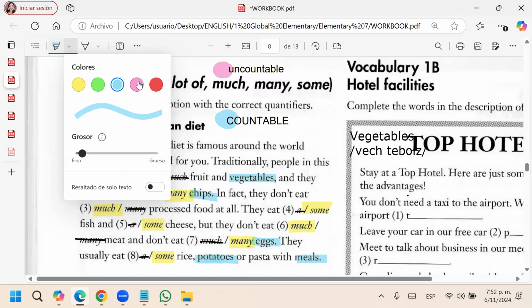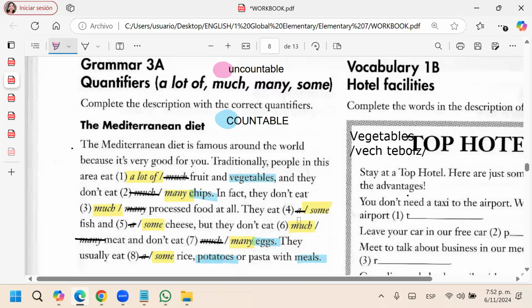And the uncountable. Fruit. The word fruit is uncountable. Here, fruit and vegetables. Cheese. Rice. Pasta. Pasta, rice, cheese, here, food, fish, and here, meat. I don't see more. I think that's the only food that they have.